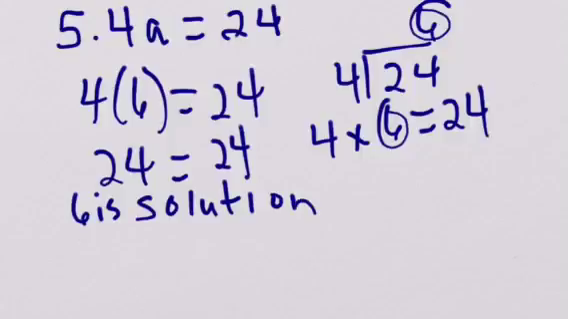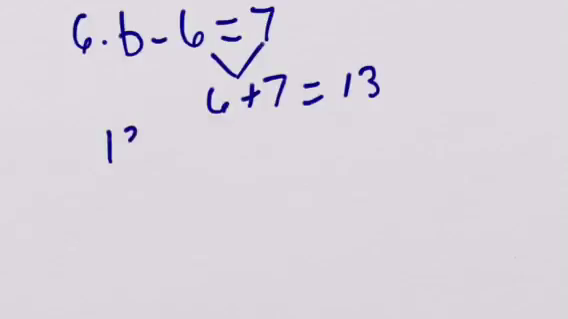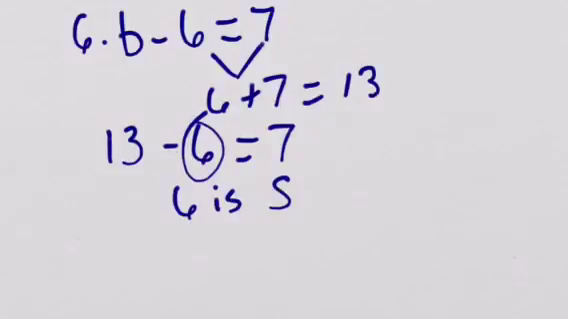Okay, we could look at number 6 here. It is b minus 6 equals 7. So think about that for just a second. Okay, so what minus 6 equals 7? Well, if I'm using mental math, I could see that 6 plus 7 equals 13. So 13 minus 6 must equal 7. And so 13 is the solution to that problem. Okay.